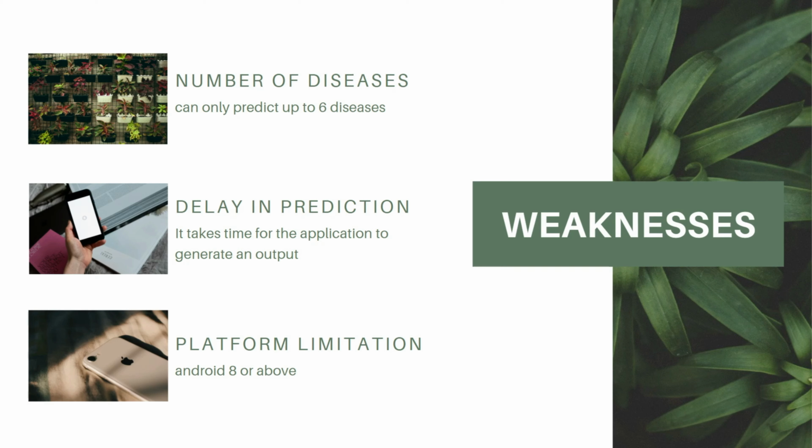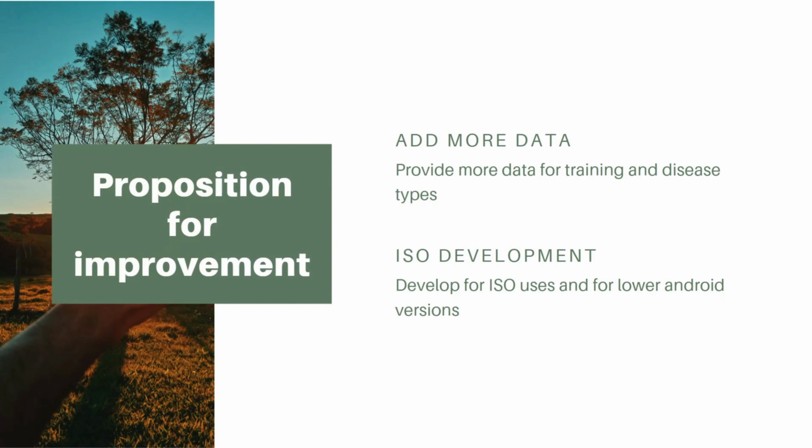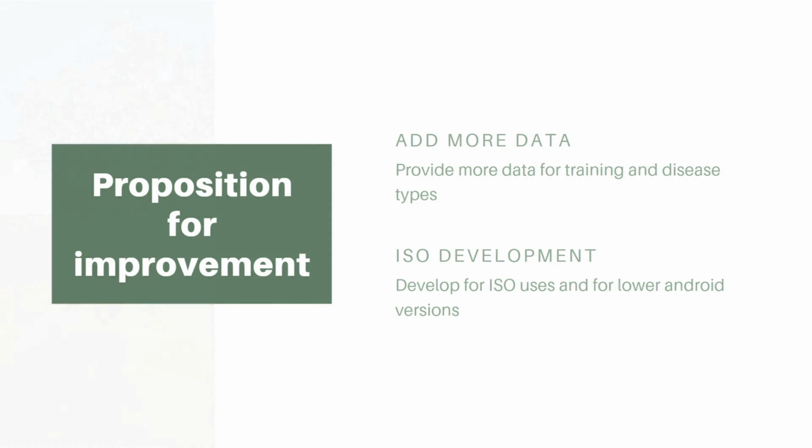The application is exclusively designed for Android 8 or higher, which means iOS users will not be able to use it. As a result, the proposal for future improvement is as follows. First, provide more data so that various types of plant diseases can be predicted, making the application more dependable. Second, we can't forget about our iOS users, who account for 27% of overall users. Making it available to them as well will be fantastic.